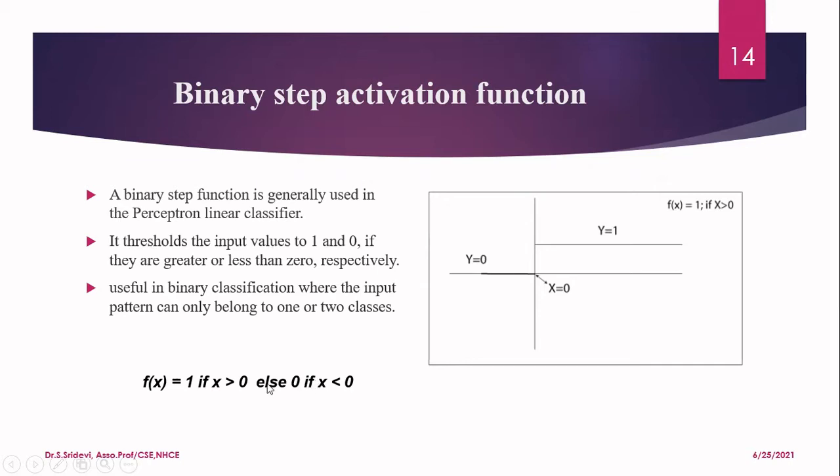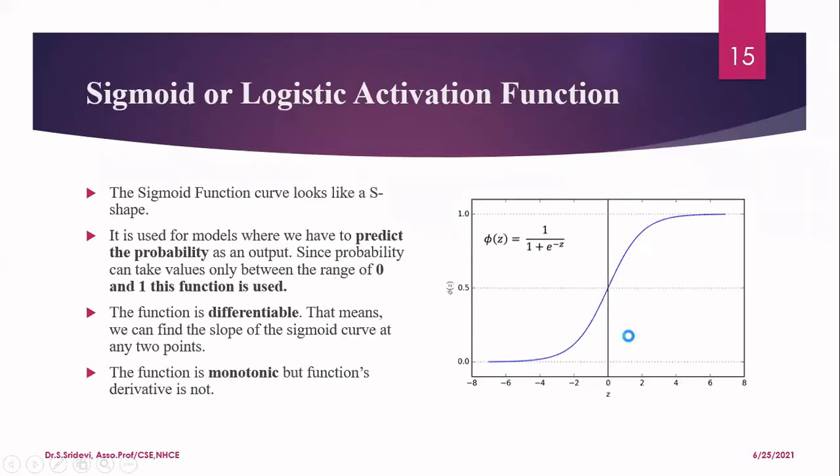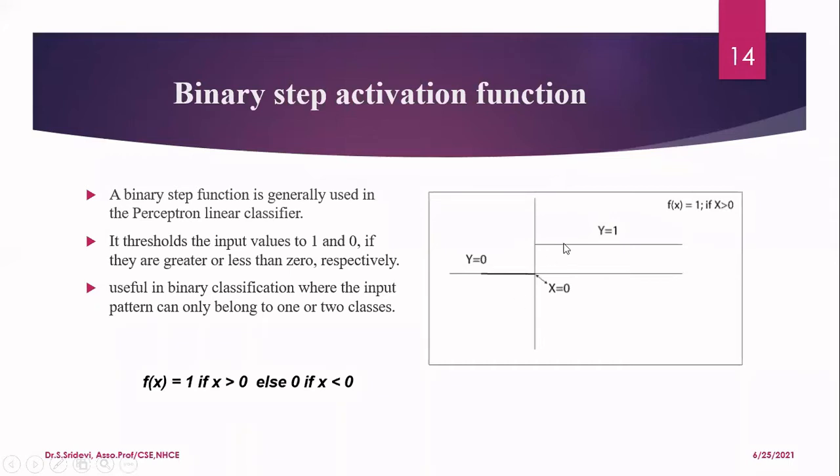You can say that f of x is equal to 1 if x is greater than 0, else 0. That means if x is less than or equal to 0, you will say that it is 0. It is called the binary activation function. And here the main advantage is you are limiting your output to 0 and 1 only, 2 values only.